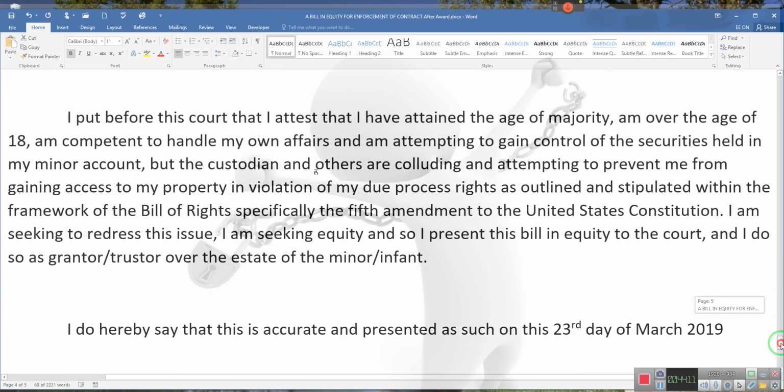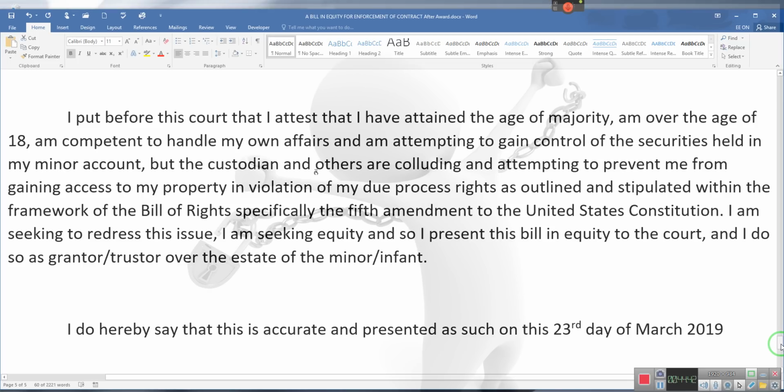I put before this court that I am attesting that I have attained the age of majority, that I am over the age of 18, am competent to handle my own affairs, and am attempting to gain control of the securities held in my minor account. But the custodian and others are colluding and attempting to prevent me from gaining access to my property in violation of my due process rights as outlined and stipulated within the framework of the Bill of Rights, specifically the Fifth Amendment to the United States Constitution. We're going to change this, ladies and gentlemen, because y'all know I don't like that United States coming first. It's United States comes last, y'all. The people come first.